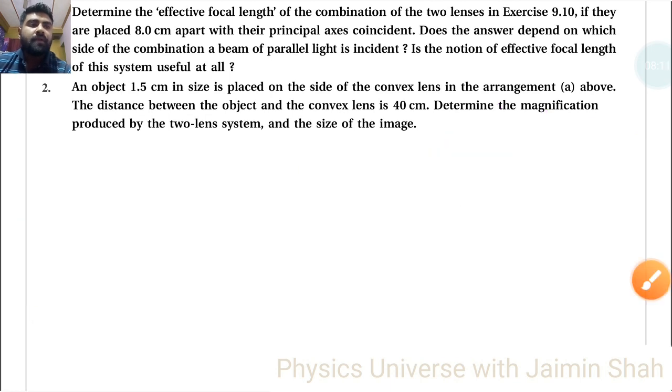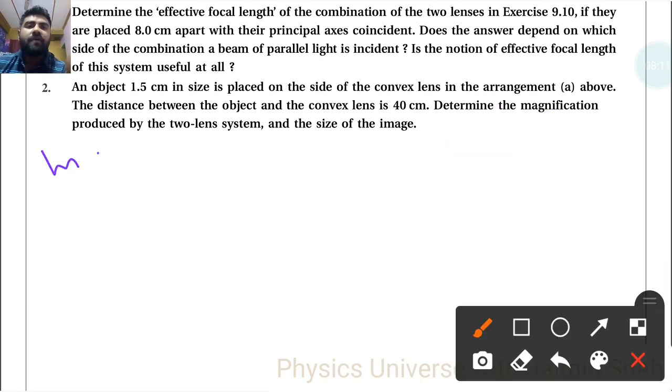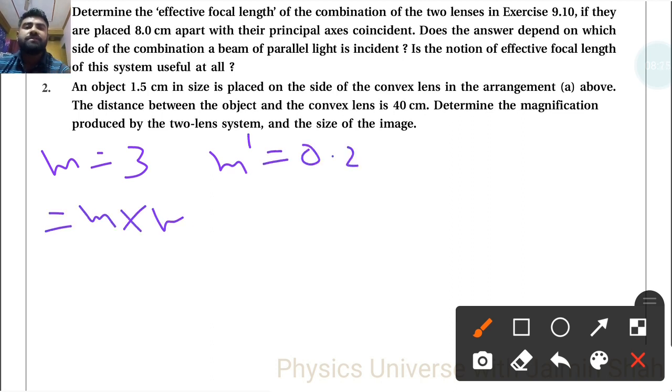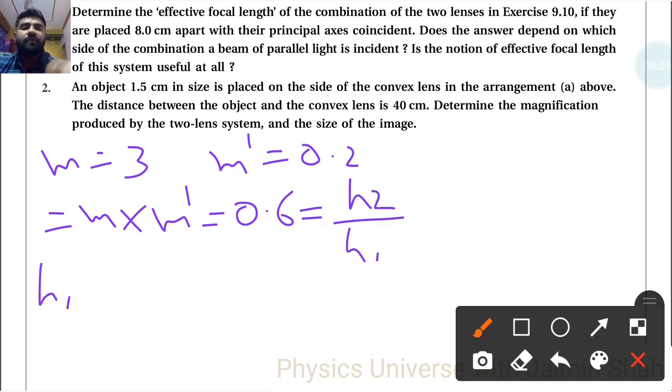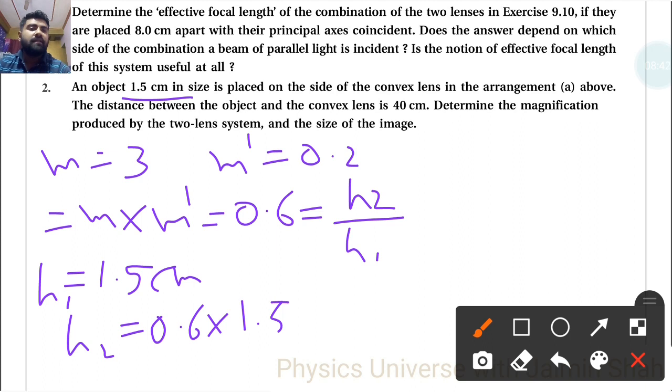Now the multiplication of these two, m dash into m, gives the combined magnifying power of this whole system. So see, earlier m we found is 3 and m dash we found is 0.2. So m into m dash is the total magnification, 0.6, and we know that is h2 upon h1. So h1 is 1.5 centimeters and h2 we have to find. So h2 is 0.6 into 1.5, that is 0.9 centimeter. So that is the height h2.